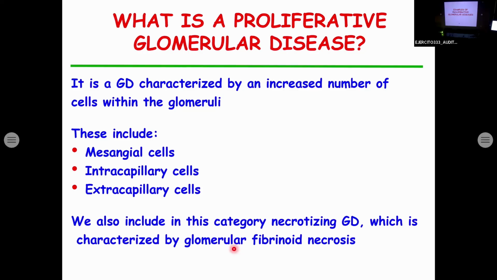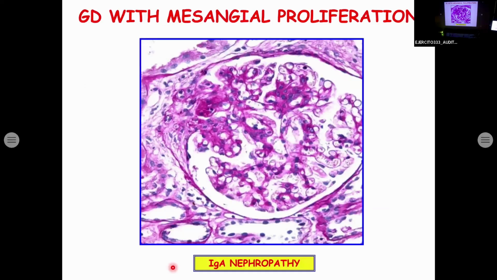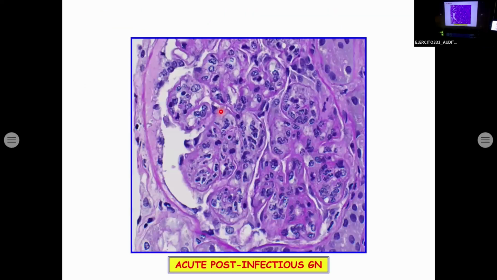And here I show you some very simple examples. Here this is a normal glomerulus, Bowman capsule, Bowman space, and the glomerular tuft. Now I give you an example of a proliferative glomerular disease due to proliferation of mesangial cells. Here, this is an enlarged mesangial space with an increased number of mesangial cells. This is a typical IgA nephropathy.